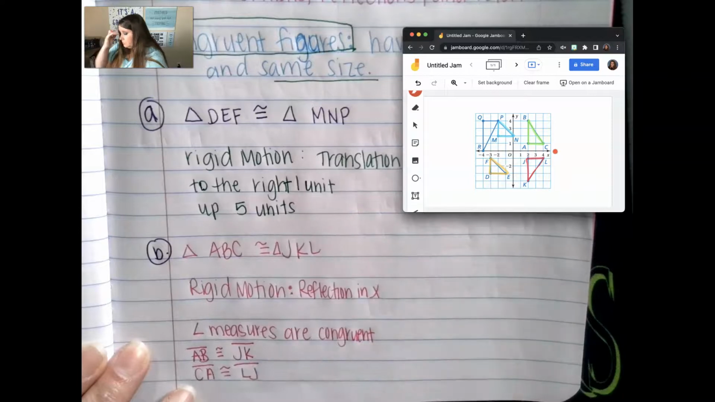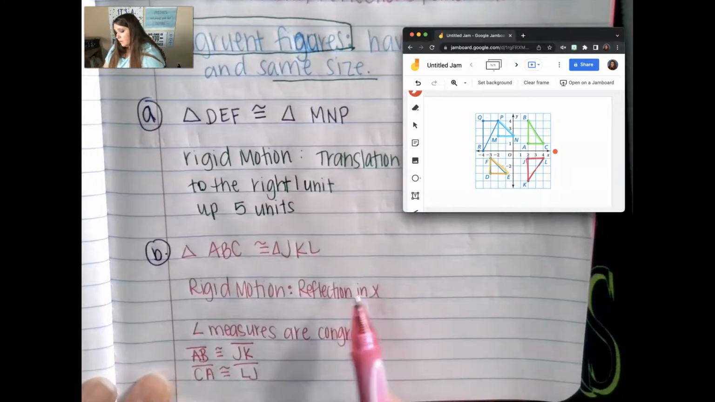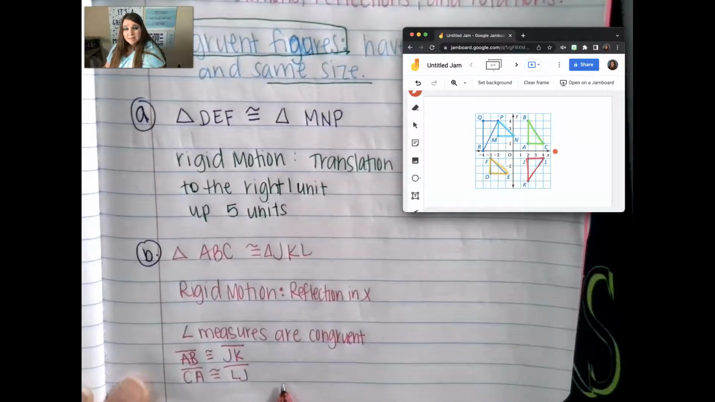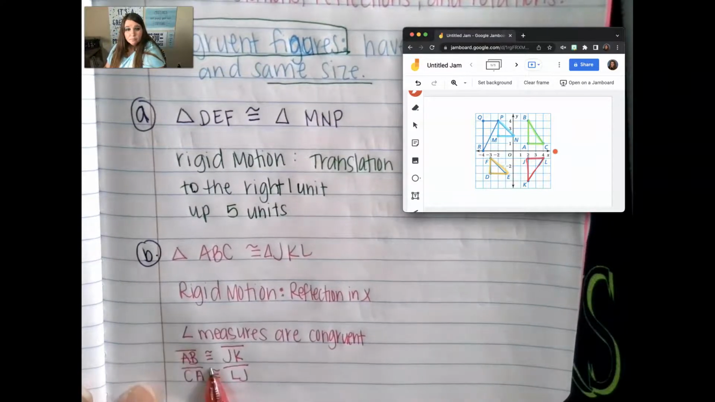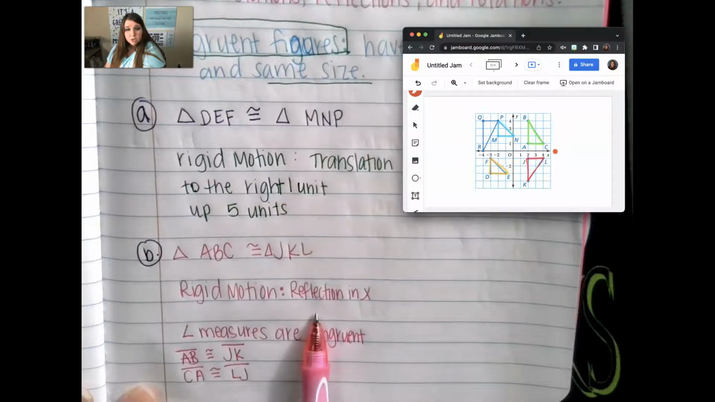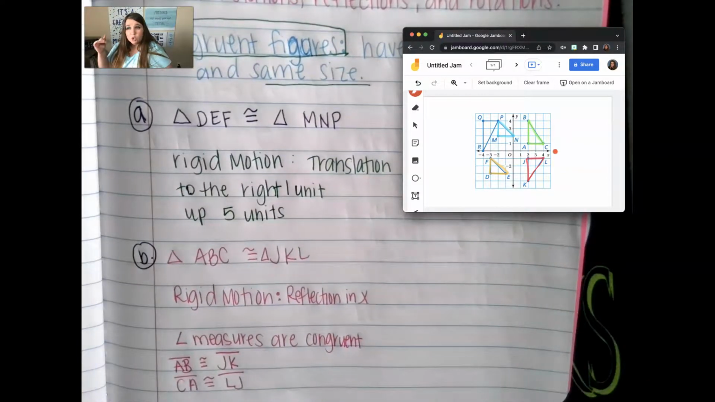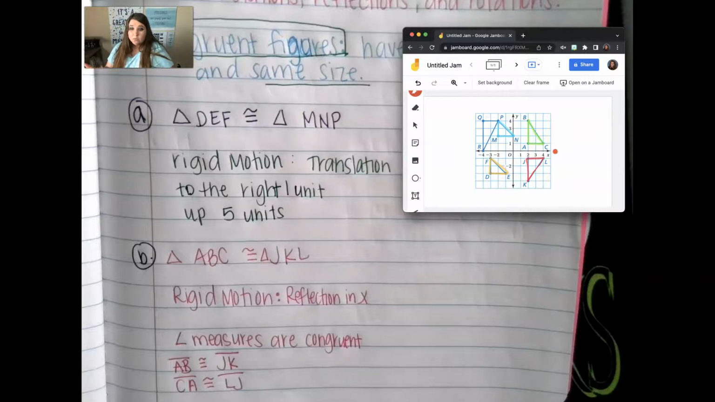So that's how we know it's just a reflection. The measurements have remained the same. The side lengths are the same. The only rigid motion is that it became a reflection. So those are congruent. They're the same triangle, the same size, same shape. The only change is that it was reflected over the x-axis.